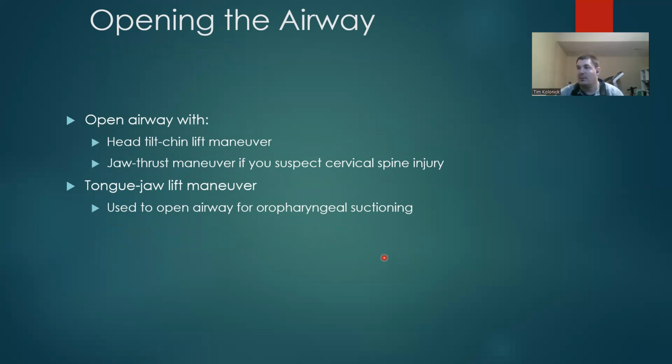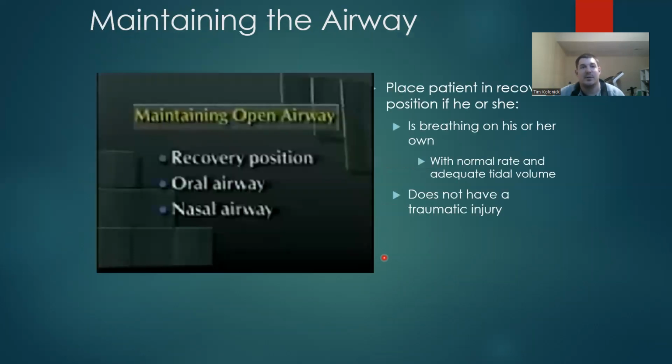You've got head tilt chin lift if there's no C-spine issues, jaw thrust if there is a C-spine issue, right? Or if you're going to put in a supraglottic airway, you might do that tongue jaw lift maneuver where you take your thumb and finger, grab the tongue and the jaw and lift it up as we're inserting that supraglottic airway into the patient's airway.